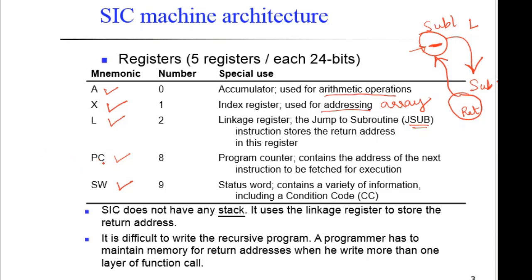Next type of register used is the program counter. We all know it contains the address of the next instruction to be executed. Next is the status word. This is similar to the flag register which you might have studied in your earlier course. It contains a variety of information including the condition code. Please note SIC does not have any stack, so it will make use of the linkage register while performing subroutine jumps.